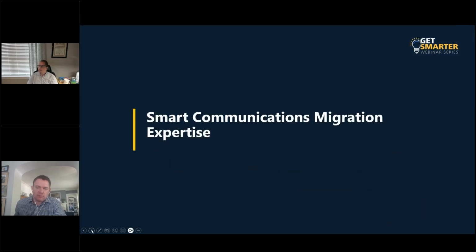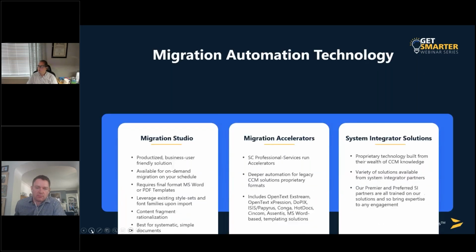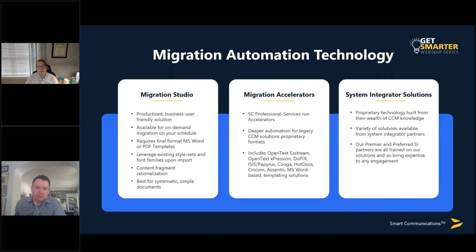So now we want to talk a little bit about having that migration expertise, what it takes to do a migration. So when we do that, we want to look at your automation technology. So 3 things I want to talk about today. Number 1 is Migration Studio.